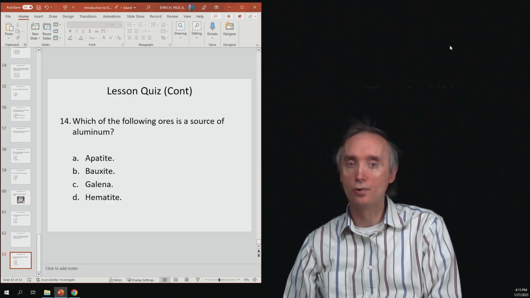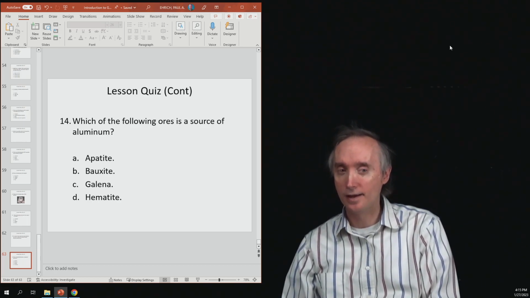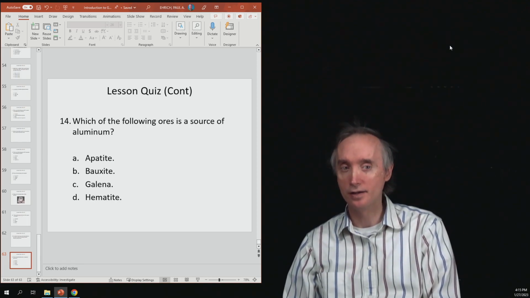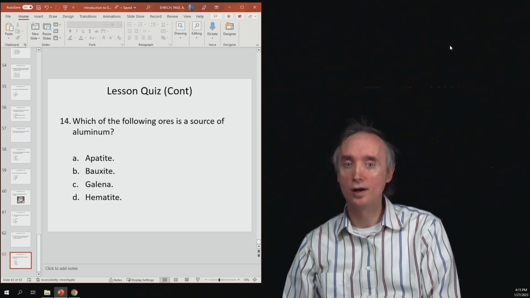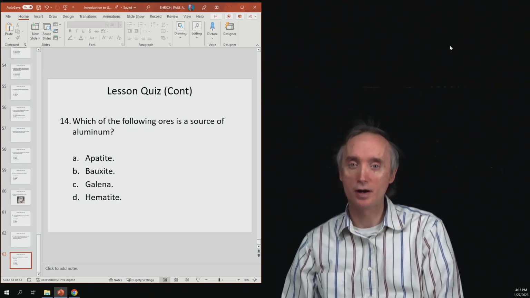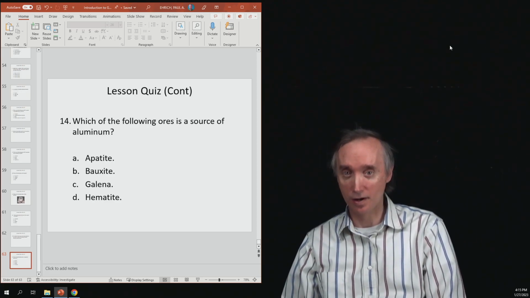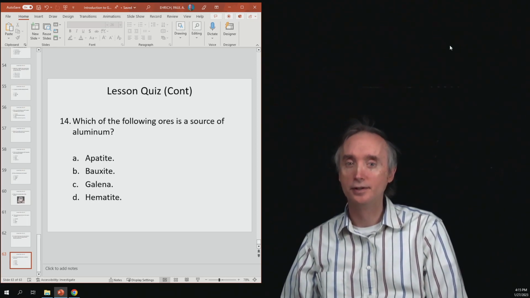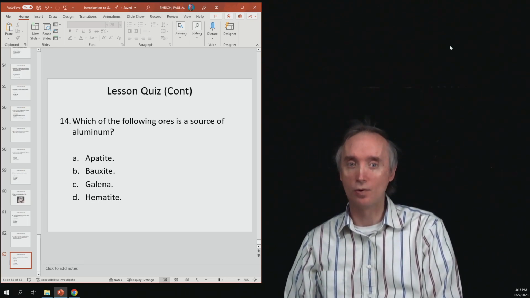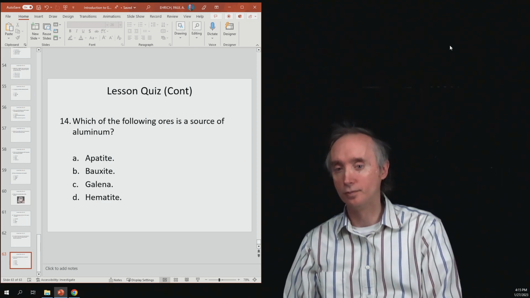Which of the following ores is a source of aluminum? And that's going to be, well, you have to kind of look it up, but it's bauxite. So the mineral bauxite is going to be where we get, well, actually bauxite, it's a sedimentary rock, but it's the result of weathering of a mineral. Anyway, bauxite is the ore where we get aluminum from. All right, and there you go.